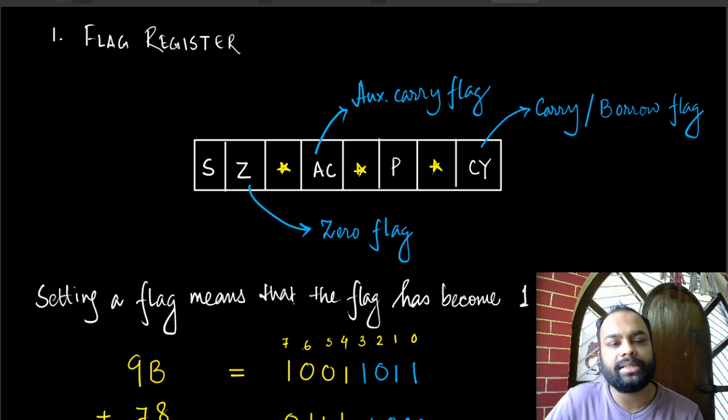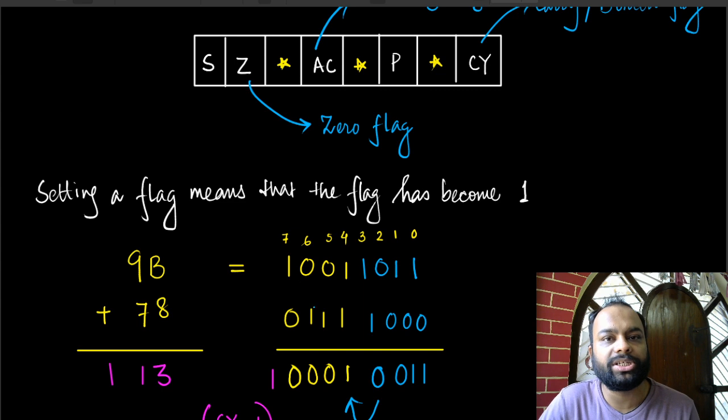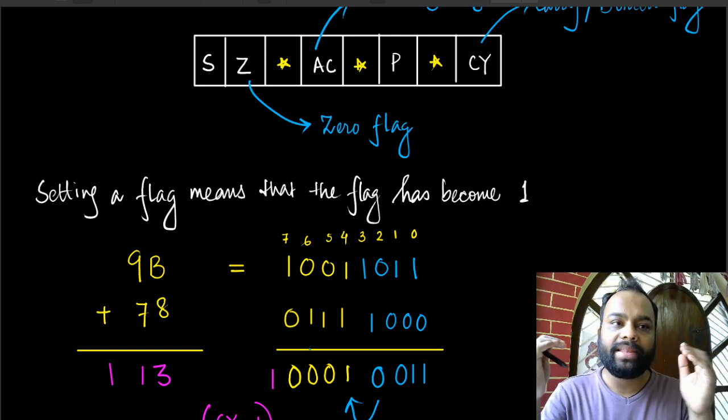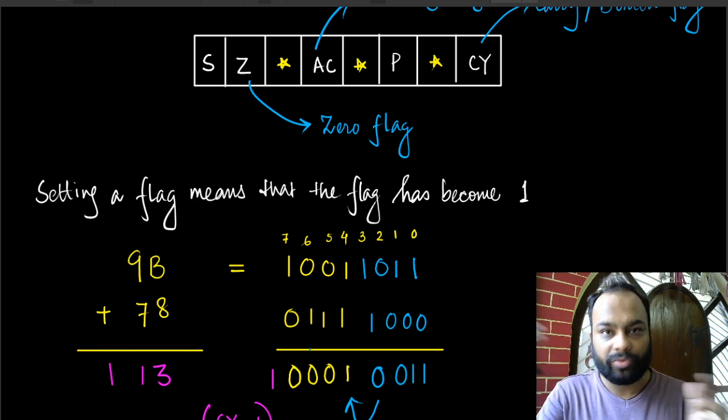Okay, what are the conditions under which the zero flag would be set? The zero flag would be set if the result of an arithmetic or logical operation is 0. So you executed an arithmetic or logical instruction and the result was 0. Then the zero flag would be set.